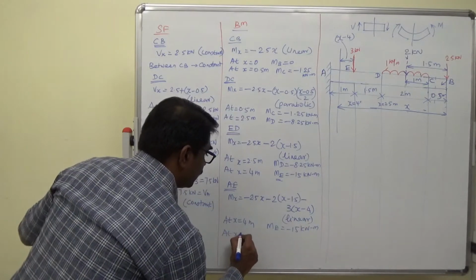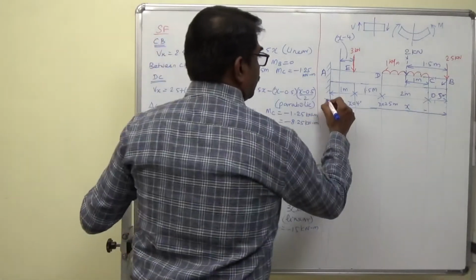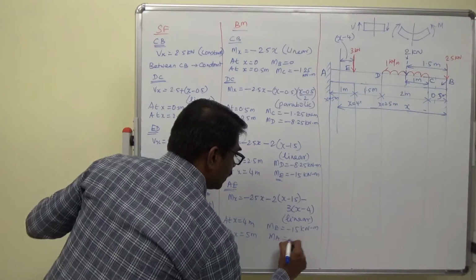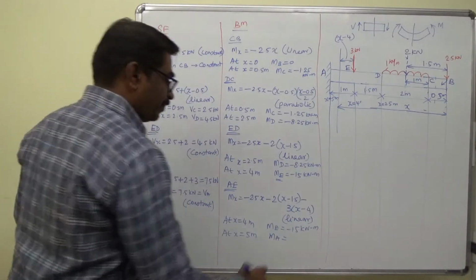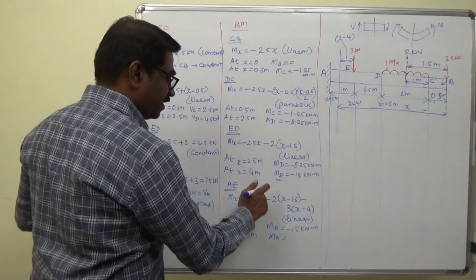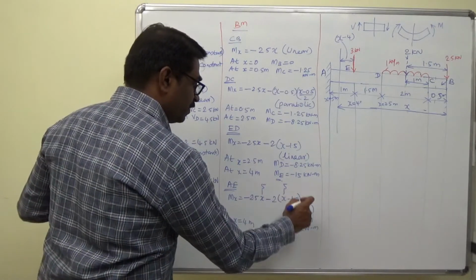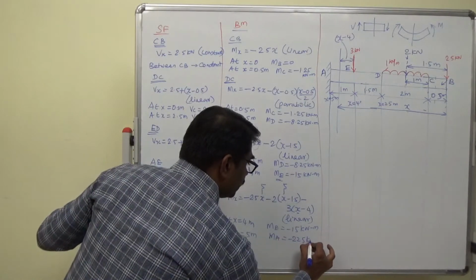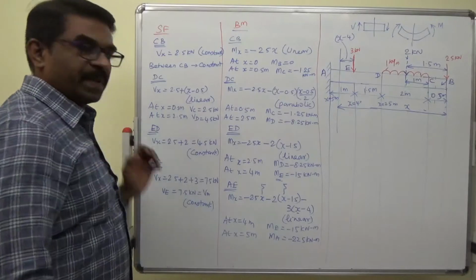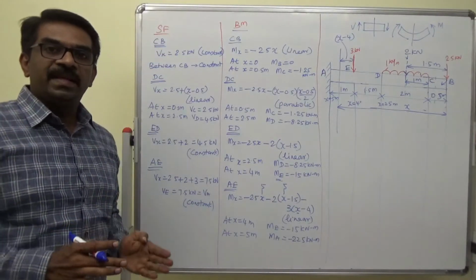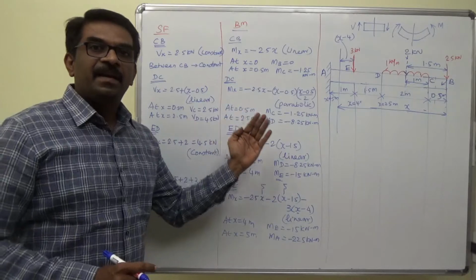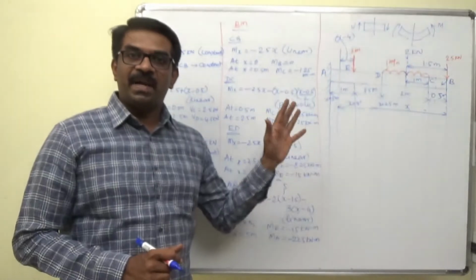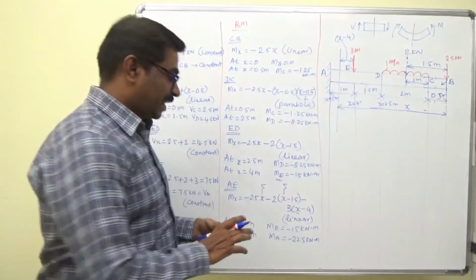At x equal to 5 meter, I am here. The bending moment at A, if you substitute 5 here and 5 here, you will get 22.5 kilonewton meter. So I have obtained all the shear force values and bending moment values. Now I am going to draw the shear force and bending moment diagrams. Let us draw now.